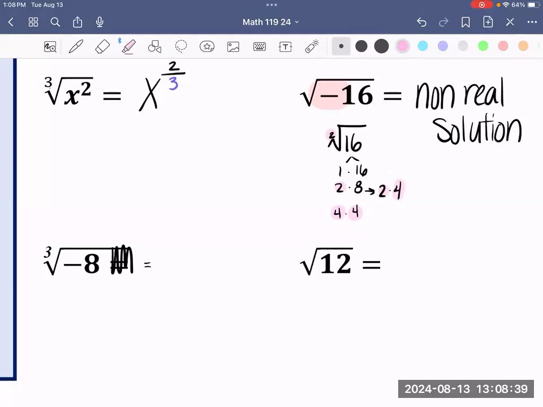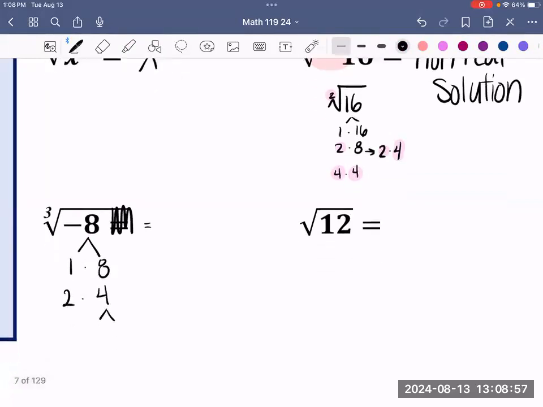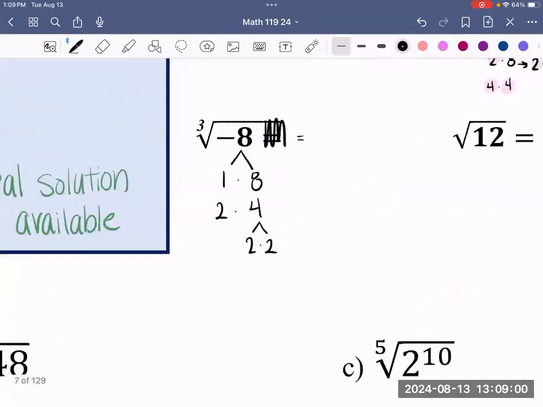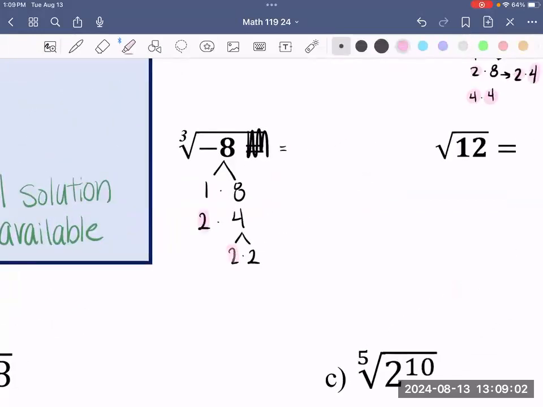Same idea comes with a cubed root. What number times itself 3 times gets you to 8? Well, 8, we can do the same as 1 and 8, 2 and 4, and 4 can be broken up as 2 and 2. So sorry, I don't know what just happened. So we're looking for 3 of the same number, which is 2. Now keep in mind ours is a negative 8 on the inside, so that negative is going to travel outside with us. We have a negative 2.